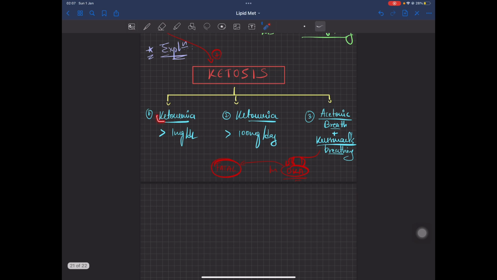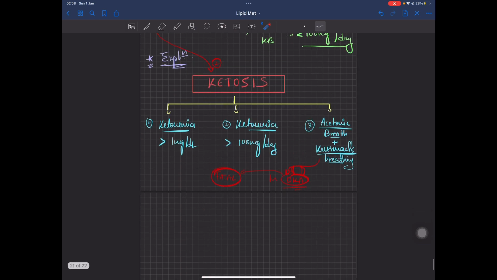So, what is ketonemia? Ketonemia is said to be when the ketone body levels in the blood are greater than 1 milligram per deciliter, and ketonuria is a clinical condition occurring when there is excretion of more than 100 milligrams of ketone bodies per day. Next, acetone breath. Acetone is excreted out of the lungs, which has a characteristic fruity smell. So, these are the conditions which are present in a condition called ketosis.